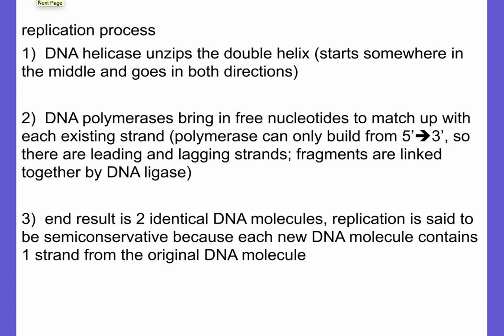Okay, so we are going to talk about the replication process, which involves some enzymes, and it's somewhat complicated, but again, at the end of the day, all you're doing is base pairing. A goes with T, G goes with C. So don't make it too hard. The first step, DNA helicase unzips the double helix. It starts somewhere in the middle and goes both directions.